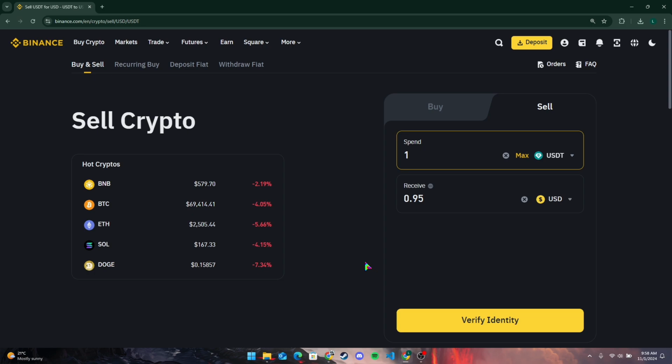You need to verify for this transaction. After the verification is complete, you can review and confirm the conversion. After completing the transaction, you can find the Bitcoin on your wallet. Selling Bitcoin on Binance is easy and each method gives you flexibility based on your trading style and payment preference. So that is how you can sell Bitcoin in Binance.